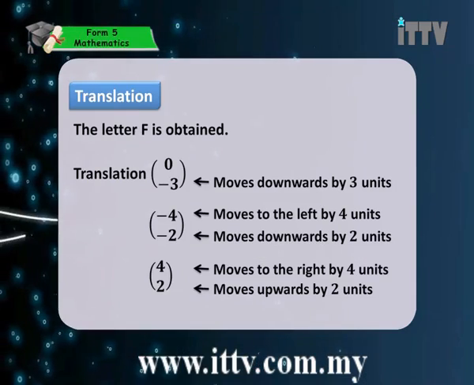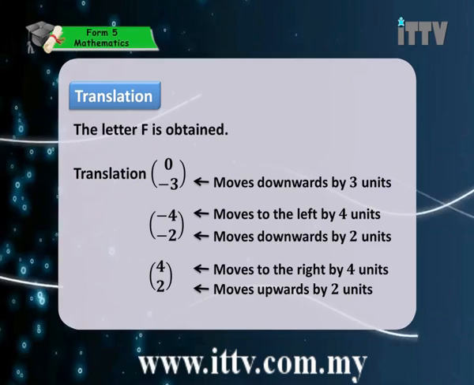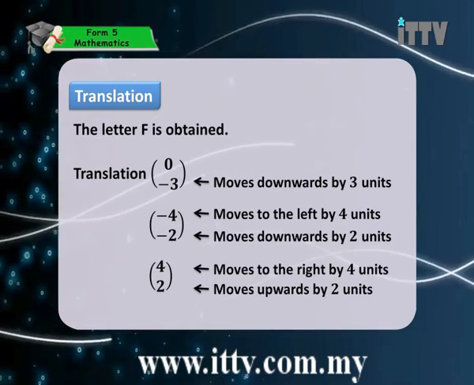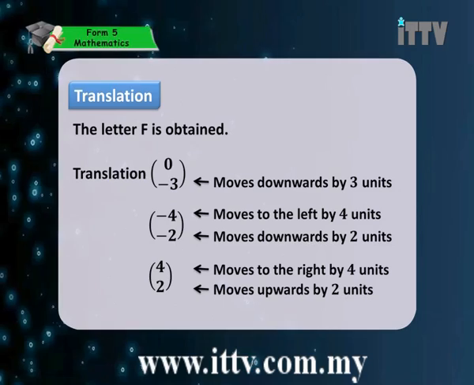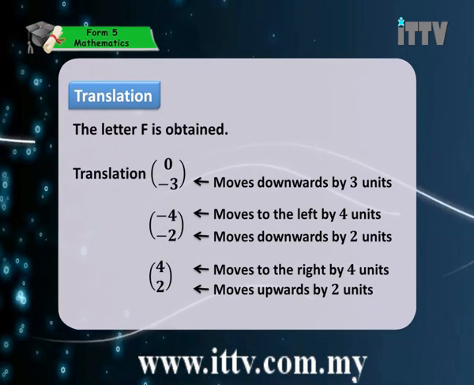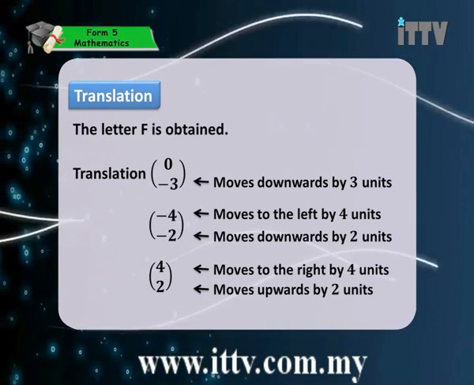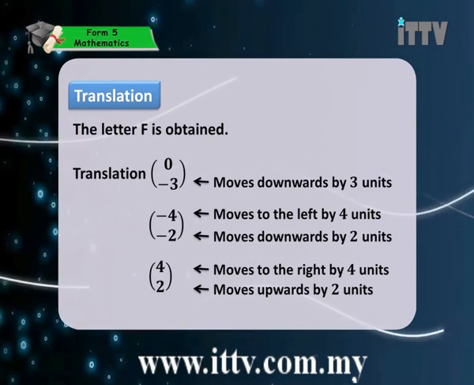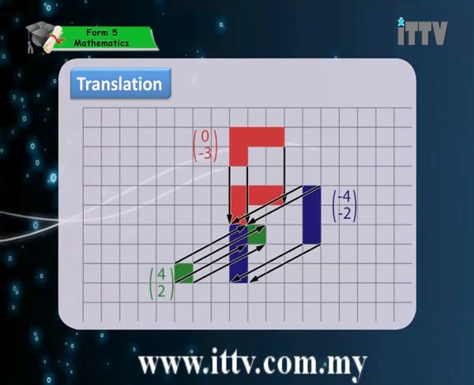The letter F is obtained. I'm going to show you shortly why. Let's take a look at the three translations. Translation of (0, -3) means it moves downwards by 3 units, because -3 is on the y. (-4, -2) means it moves to the left by 4 units for -4, and -2 means it moves downwards by 2 units. And if the translation is (4, 2), it means it moves to the right by 4 units for the x and moves upwards by 2 units on the y. So this is the letter that you get, and you will get an F.